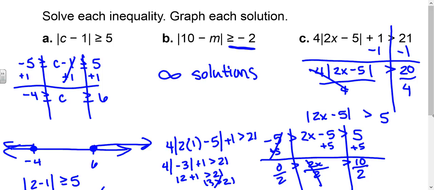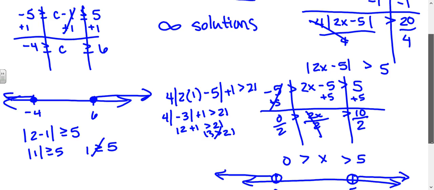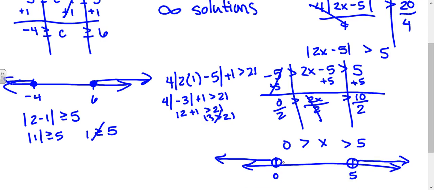So because that is not true, then I know that my graph can't connect. It has to point away from each other. So if I plug in a number less than 0, it will work. And if I plug in a number greater than 5, it will work.